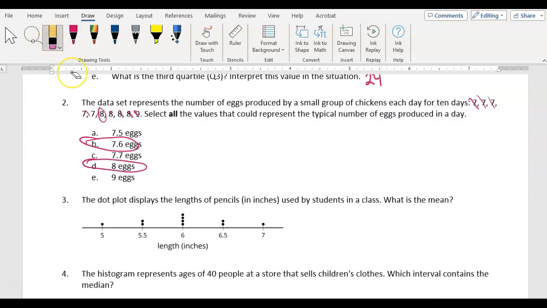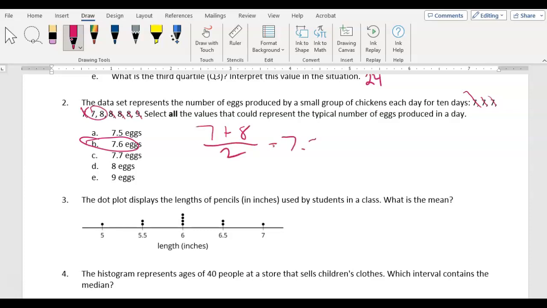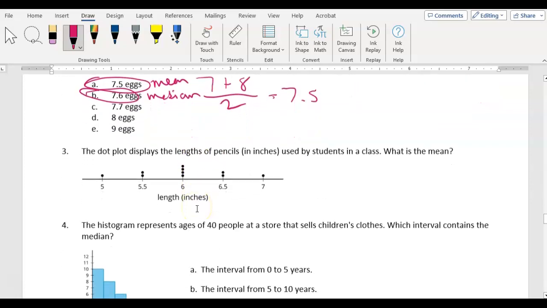Now, earlier I said the median was 8. I made a mistake because I did not count correctly. So we have 1, 2, 3, 4, and then 1, 2, 3, 4, which means we have 2 middle numbers. When we calculate the median of 2 middle numbers, we add and average them, and so that would be 7.5. So those are the values that could represent the typical number of eggs if we are talking about the mean, the average, or the median. And that's because those are our measures of center.